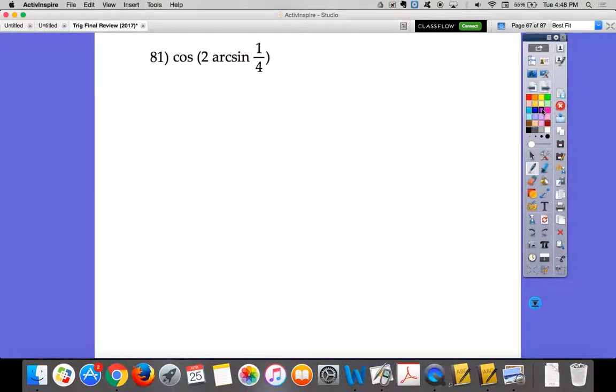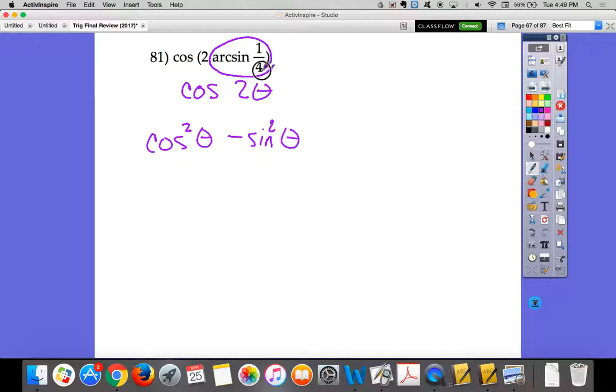This is an interesting problem. We didn't really get into this deep, but don't let this throw you. Think of it like this is cosine of 2 theta. So you're going to have to access that note card again and use one of your rules. One of them is cosine squared theta minus sine squared theta. Well, it just so happens that our angle is this thing right here.